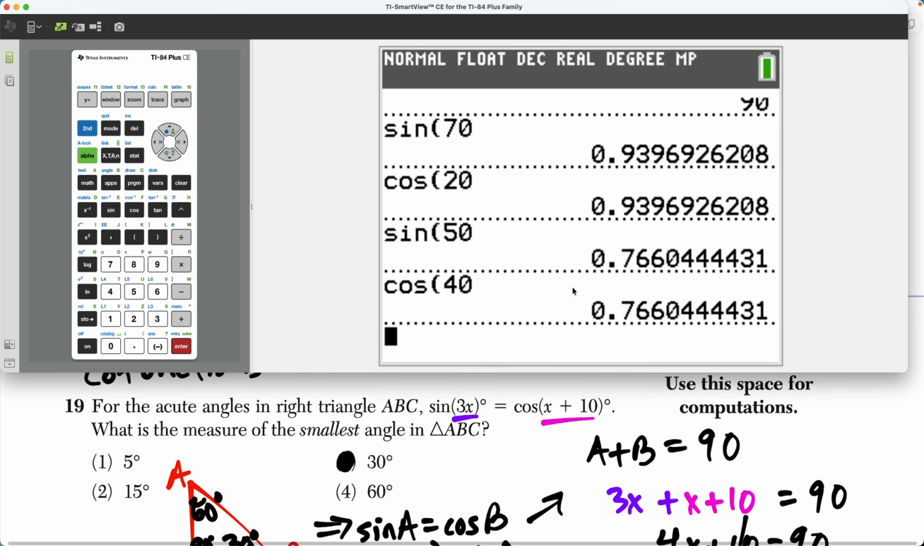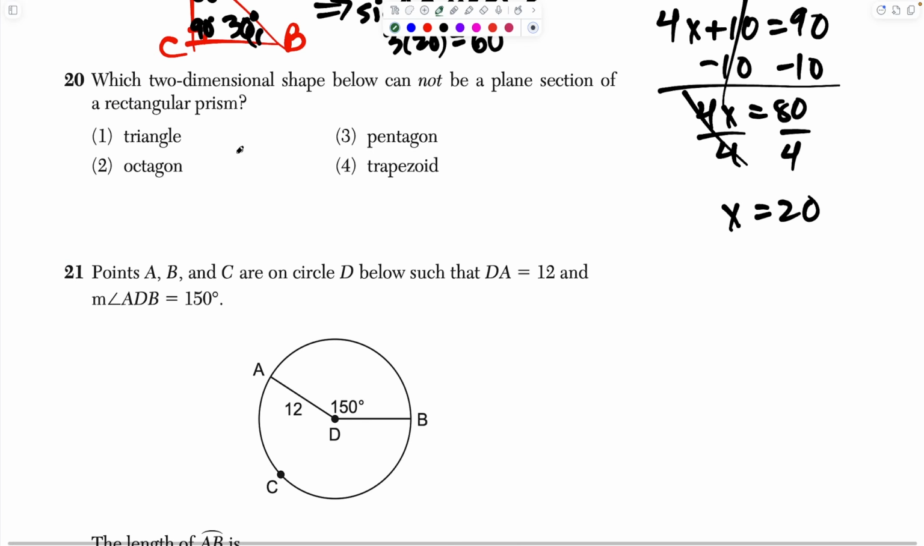Okay, so just know, once again, when you have two positive acute angles that are complementary, sine of the first angle equals cosine of the second one. And that's the idea we're using for 19. Okay, next up, question 20.